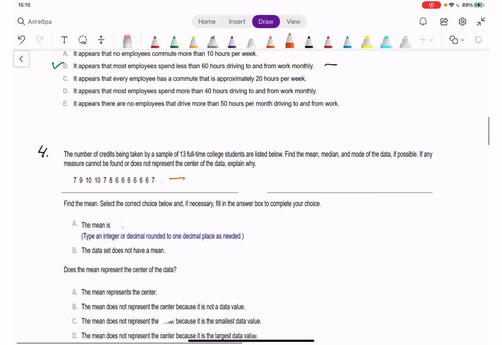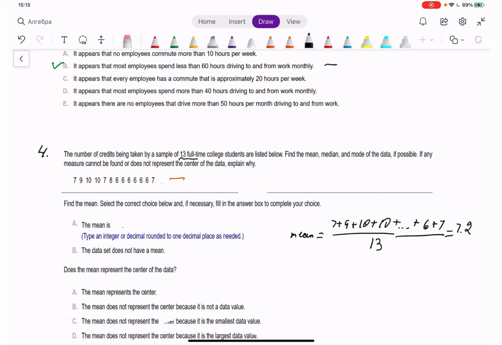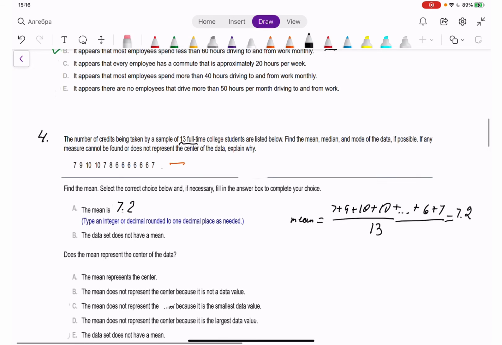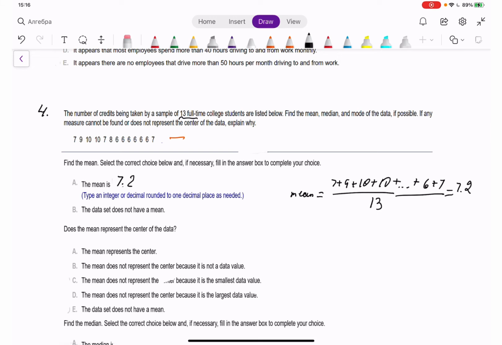Okay, first thing, the mean. To find the mean, what do we do? Mean is equal to adding all data, 7 plus 9 plus 10 plus 10 plus and so on, plus 6 plus 7. And since it says there are a total of 13, I'm not counting because it's information about 13 students, so we divide by 13, and the result you should get is 7.2. So the mean is 7.2. Okay, does the mean represent the center of data?